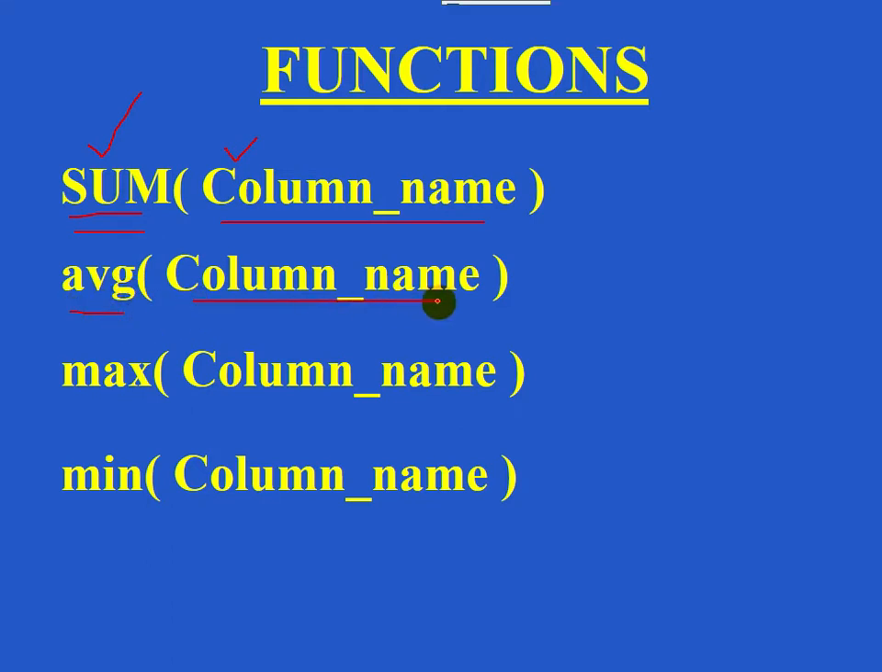AVG within brackets, column name. This is used to find the average of a numeric column, and average means sum of the elements divided by number of elements. Similarly, you can find the maximum and minimum of a column.